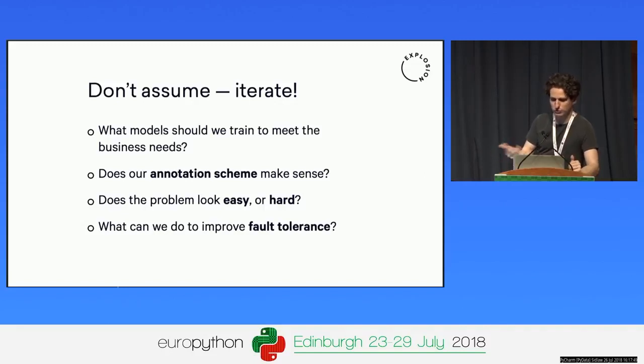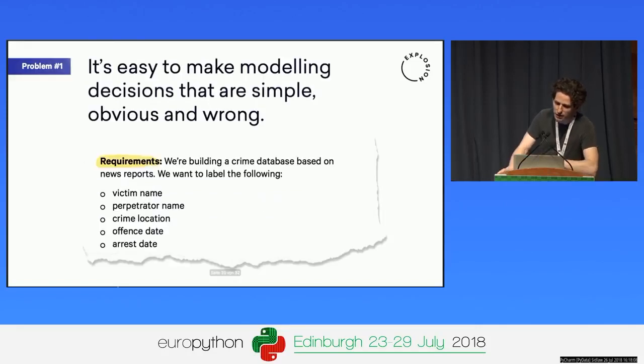We were asking what model should we train to meet the business needs? Does the annotation scheme make sense? And then finally, does the problem look easy or hard? As soon as we start doing it, we can start getting evidence about that. And then we can also try to figure out what we can do to improve fault tolerance when we start to see what sort of mistakes the model might make and how serious those are. So if we don't take an iterative approach and we just blindly go with these things, then especially in natural language processing, it's very easy to make modeling decisions that are simple, obvious, and wrong.